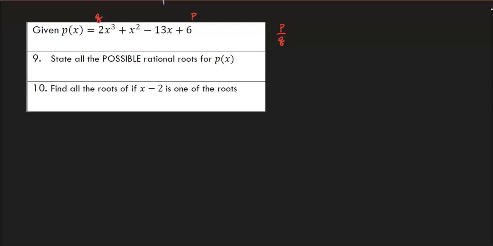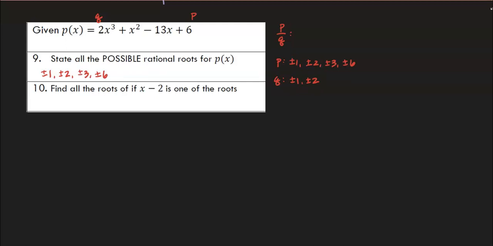Okay, so let's go ahead and figure out all of the possible factors of p: plus or minus 1, plus or minus 2, plus or minus 3, plus or minus 6. Q is plus or minus 1, plus or minus 2. Now, all the possible, let's go ahead and make the denominator 1. So that's going to be plus or minus 1, plus or minus 2, plus or minus 3, plus or minus 6.